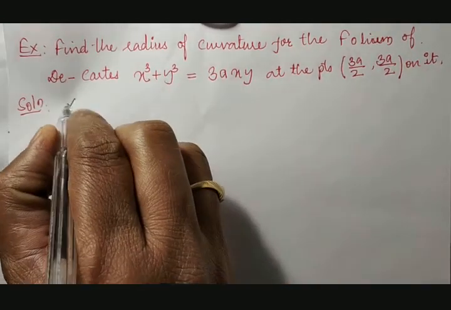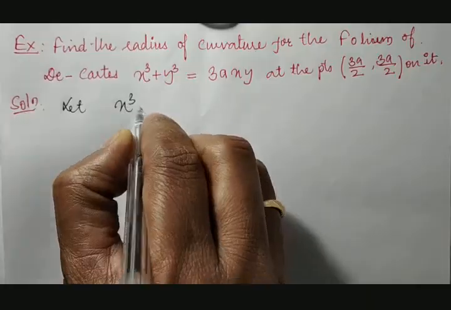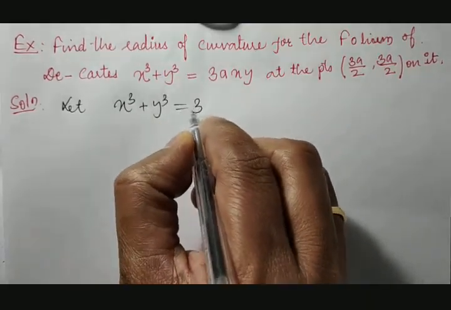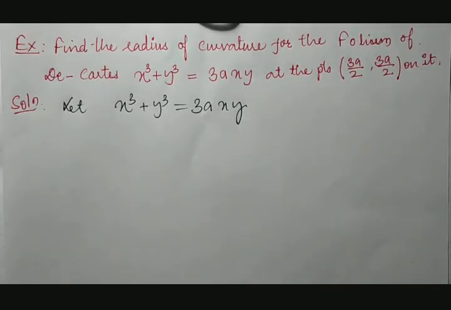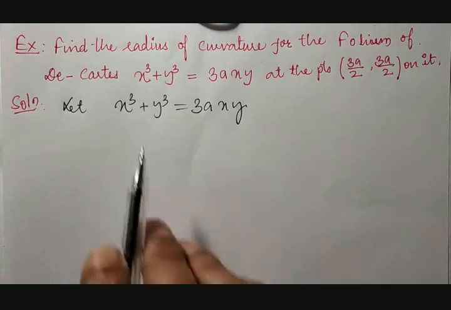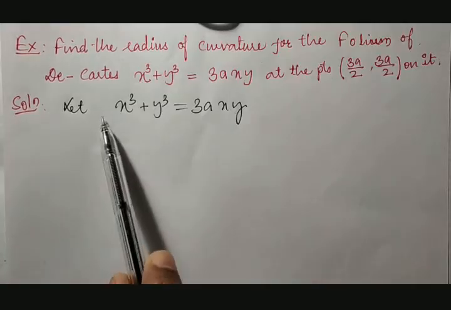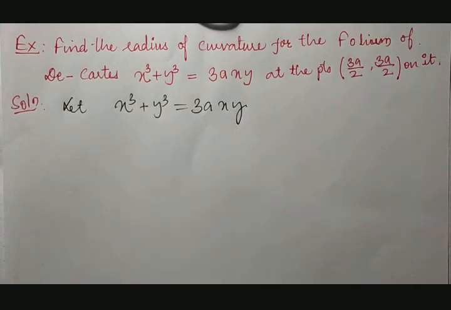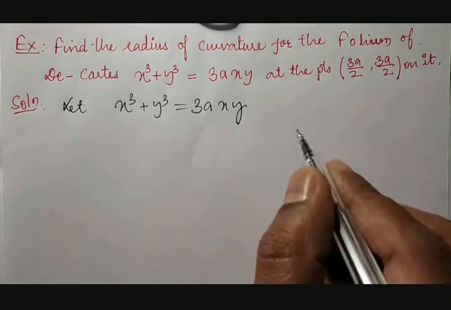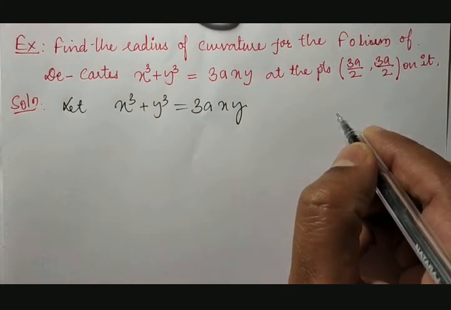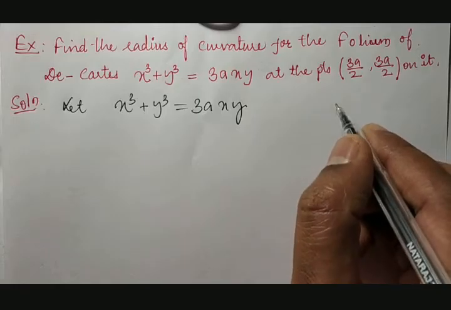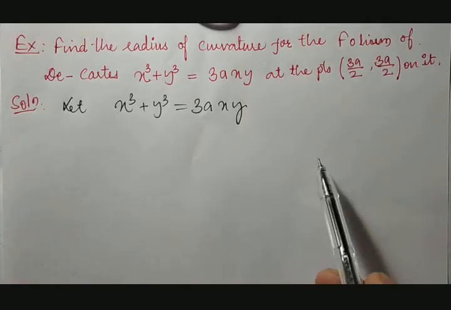Very first, let me consider the given curve, that is x cube plus y cube is equal to 3 times a into x into y. In previous examples we had taken y is equal to something. Here if you want to take y is equal to something, it is possible, but getting the differentiation y1 and y2 becomes very difficult. Already we know what radius of curvature expects from us. So in radius of curvature we need to calculate y1 and y2.